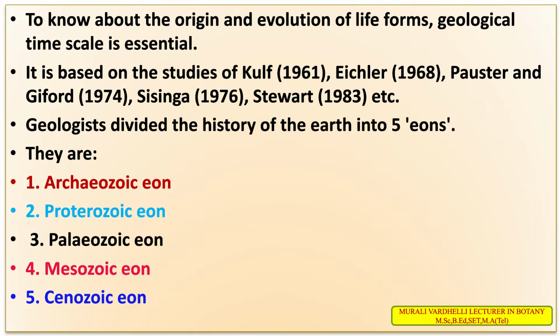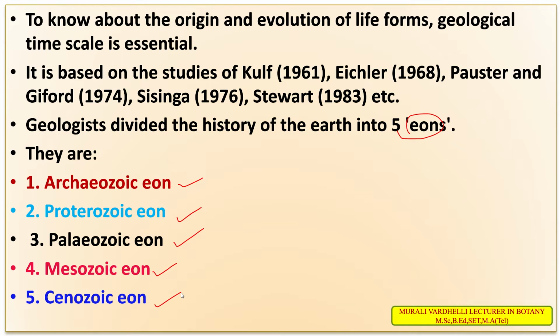The scientists are geologists. They study the geological timescale and the history of the earth. This history of the earth is divided into 5 eons. You can observe that the first one is Archaeozoic eon, the second one is Proterozoic eon, the third one is Paleozoic eon, the fourth one is Mesozoic eon, and the fifth one is Cenozoic eon.